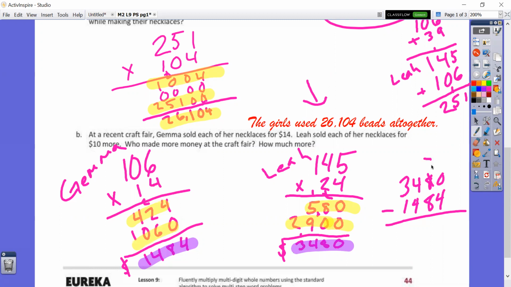So we can't do that, so we need to regroup. 10 minus 4 is 6. We can't subtract 8 from 7, so we regroup. 17 minus 8 is 9. Again, need to regroup. 13 minus 4 is 9. 1,996.